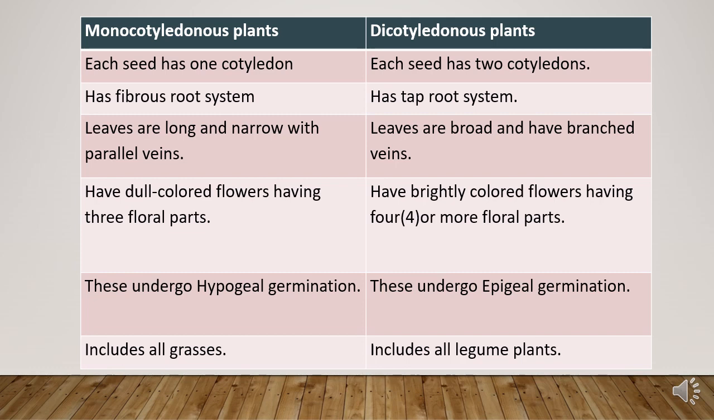Monocots undergo what we call hypogeal germination, and dicots undergo what we call epigeal germination. We are going to discuss these different types of germination as we proceed. Examples of monocots could be all grasses. Maize is described to be a grass as well, and examples of dicotyledonous plants are all leguminous plants.